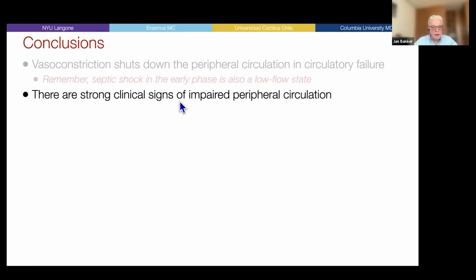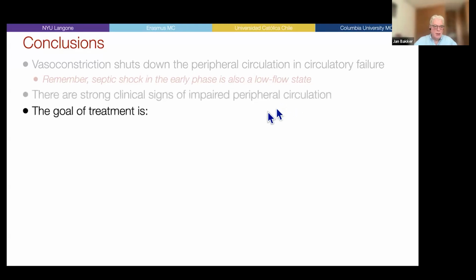There are strong clinical signs of impaired peripheral perfusion. So color, temperature, capillary refill time, very strongly related to having impaired circulation in your skin. And so abnormal color, low temperature, and if you do a laser Doppler flow or whatever measurement of skin perfusion, they're always low. And the goal of treatment is to adequately treat the cause of the problem.